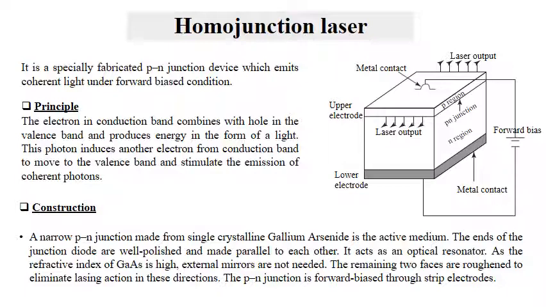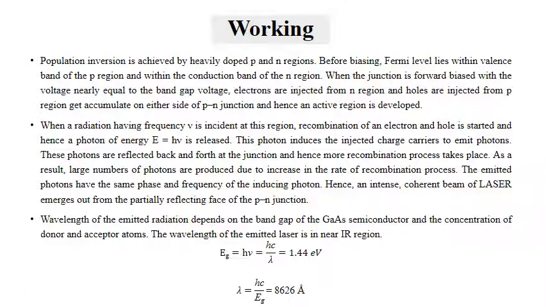Construction of a homojunction laser. A narrow p-n junction made from single crystalline gallium arsenide is the active medium. The ends of the junction diode are well polished and made parallel to each other. It acts as an optical resonator. As the refractive index of gallium arsenide is high, external mirrors are not needed. The remaining two faces are roughened to eliminate lasing action in these directions. The p-n junction is forward biased through electrodes.